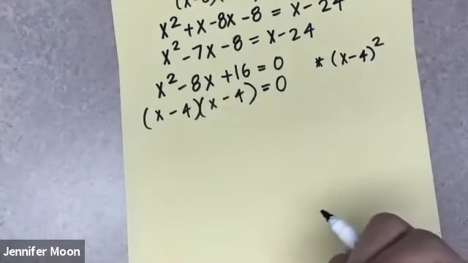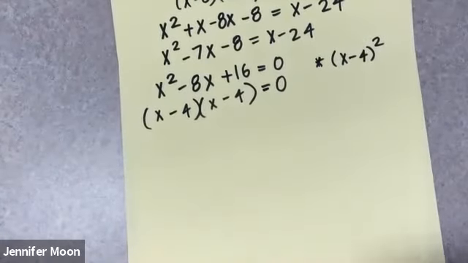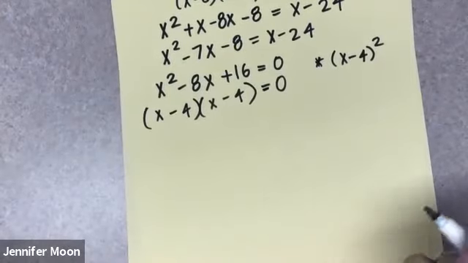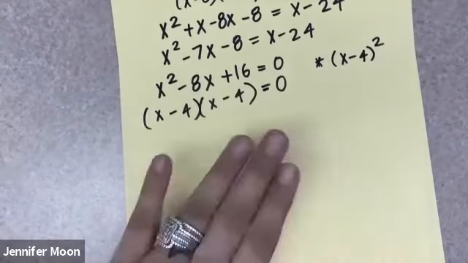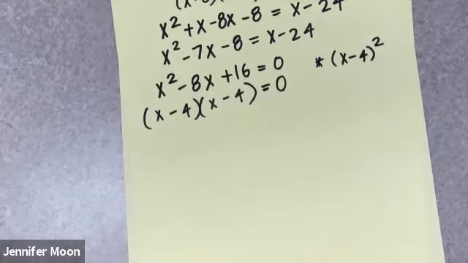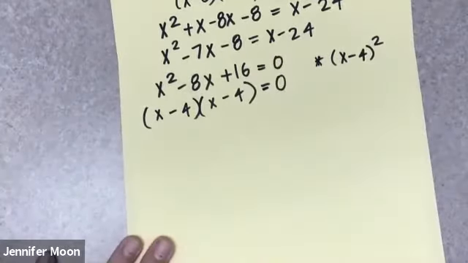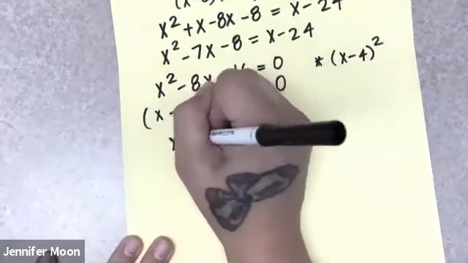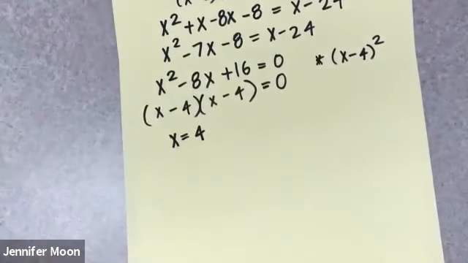What I would do now, because I have factors set equal to 0, I always sound like a broken record, is set each factor equal to 0 and solve. They're the exact same factor, so I only need to do it once. If you did it twice, it's okay. You would get x equals 4 or x equals 4, right? They're the exact same value.